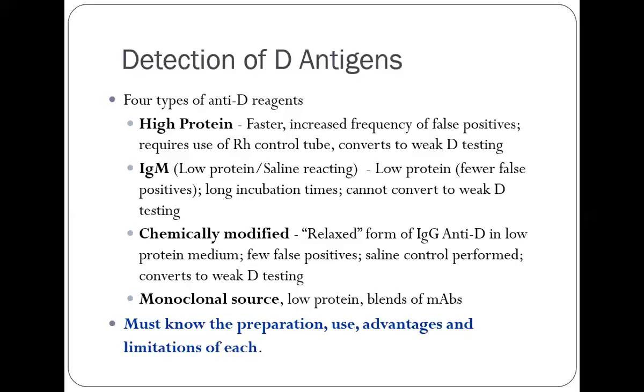So you need to know the preparation, the use, and the advantages of each of these. When you get out to the blood banks, you might find that they're using high protein. I believe that a majority today are using the monoclonal sources, but you need to understand the differences. You need to know when you might need a control tube, and you need to also understand, like, is there a possibility of there being a false positive? Yes.